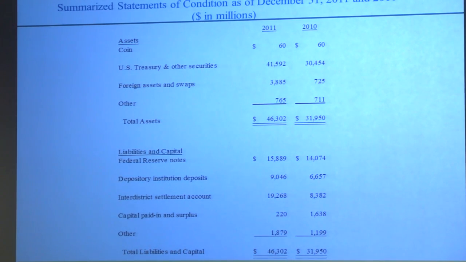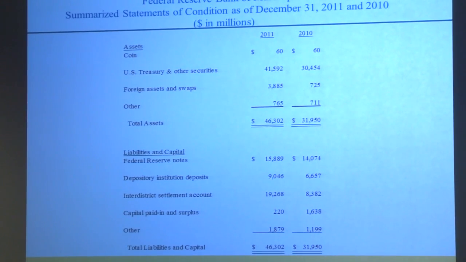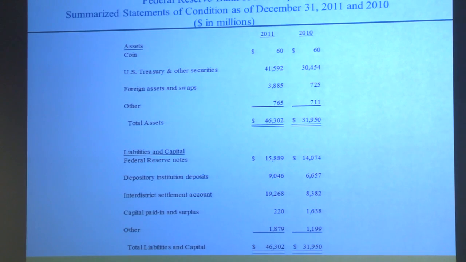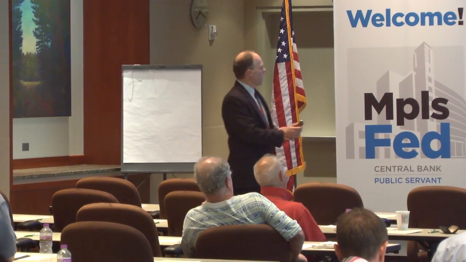And those are all allocated once again to each reserve bank, and this is our share from the New York Fed. So that makes up our balance sheet. Once again, almost all of our assets are really monetary policy type activity related. Looking at the liabilities, we already talked about Federal Reserve notes. Then we have depository institution deposits. We've already talked about that a little bit.